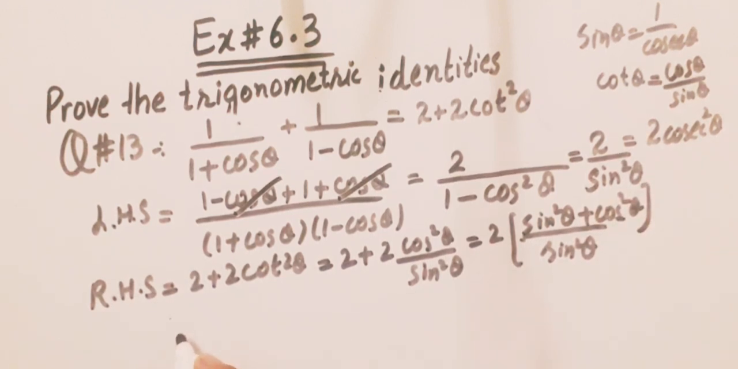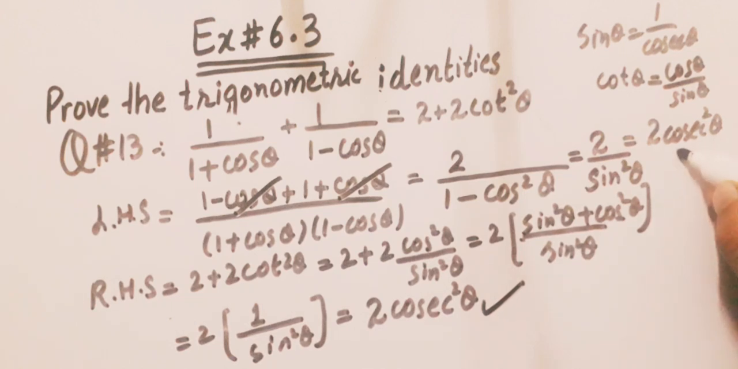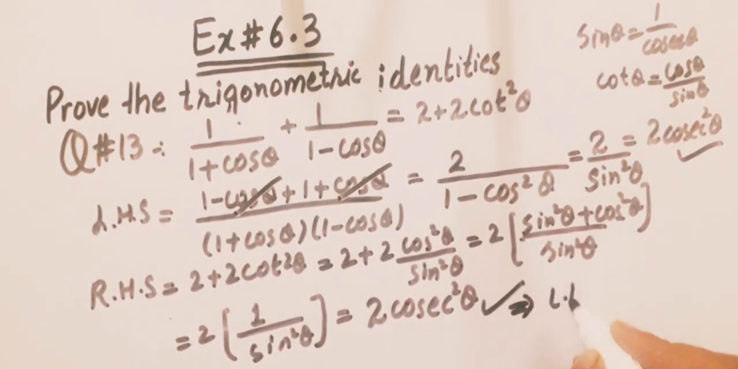So 2 into sin square theta plus cos square theta will become 1 over sin square theta. And we know that 1 over sin square theta is equal to cosecant square theta. So 2 into cosecant square theta. So this is the right hand side and this is the left hand side. So we have proved that left hand side is equal to the right hand side.